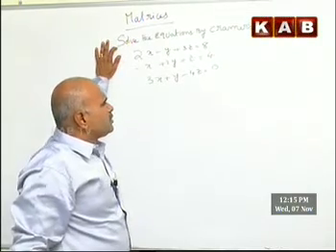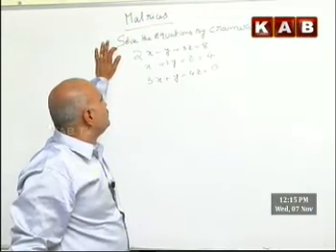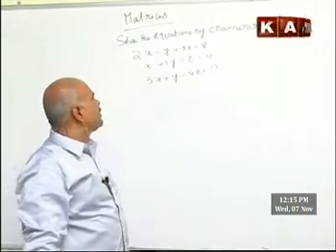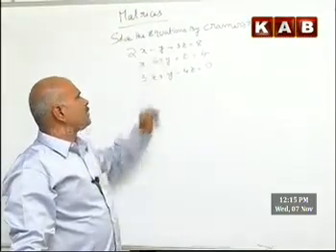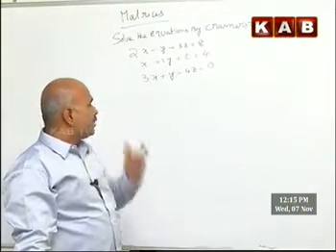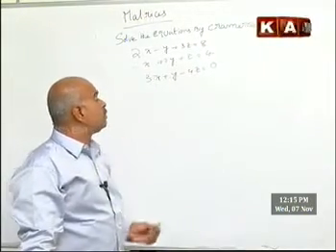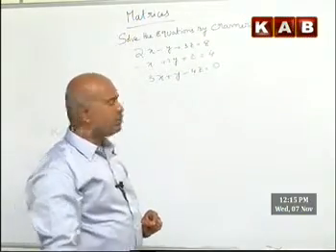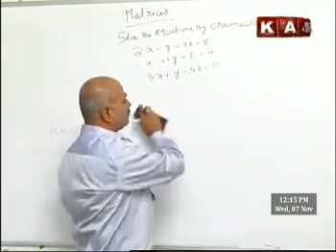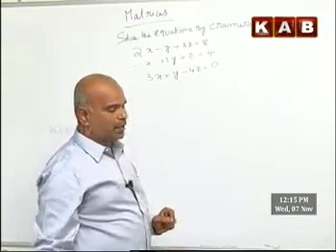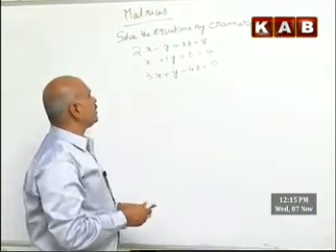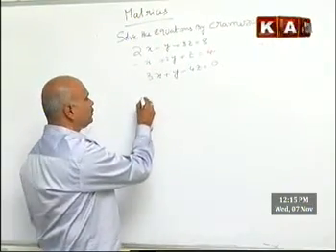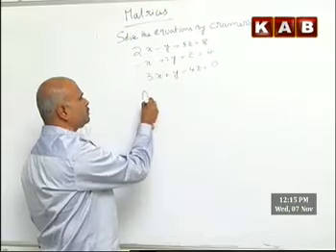Solve the equations by Cramer's rule. Right, the question is given like this: 2x minus y plus 3z is equal to 8, minus x plus 2y plus z is equal to 4, 3x plus y minus 4z is equal to 0. Right, to solve this, we may apply this entire part like this. Convert this entire form into Ax is equal to b.